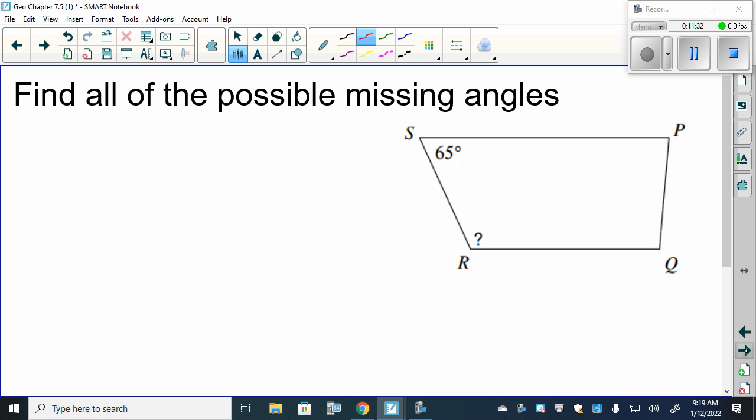Find all the possible missing angles. Well, the one we know for certain is angle S, yes? What other angles do we know? What would P be? Because this is, it is a trapezoid. Is it isosceles? Right. PQ and SR definitely don't look to be congruent, but also because we're not told it, we can't assume it.